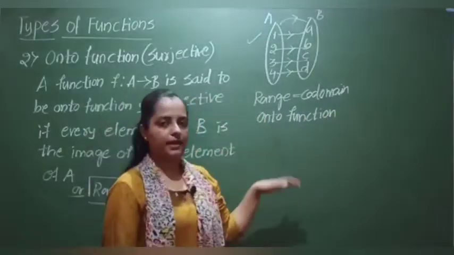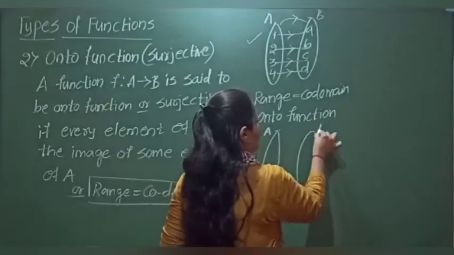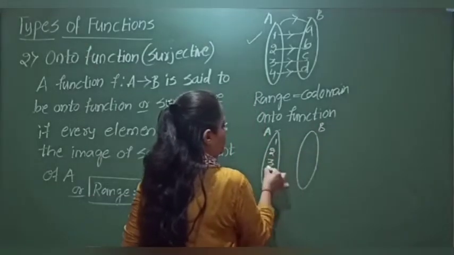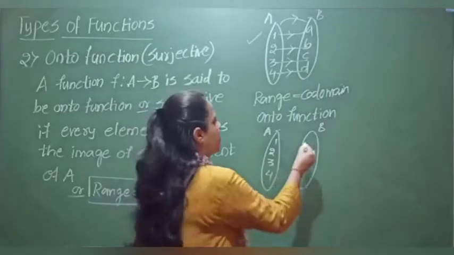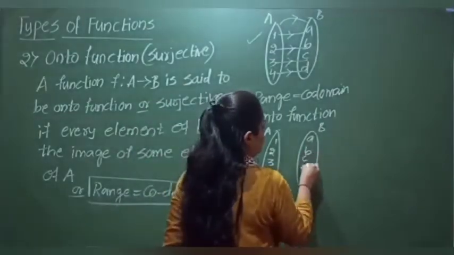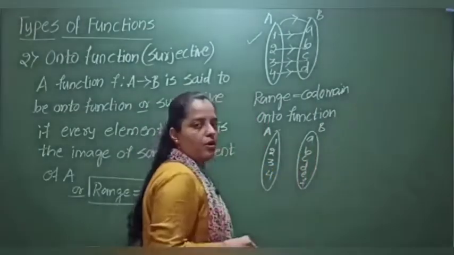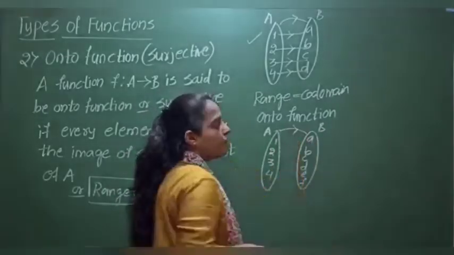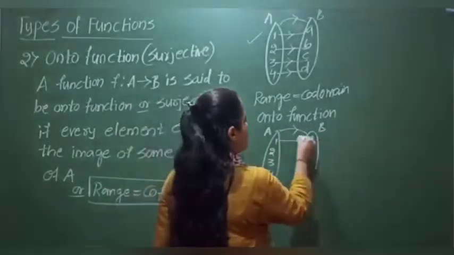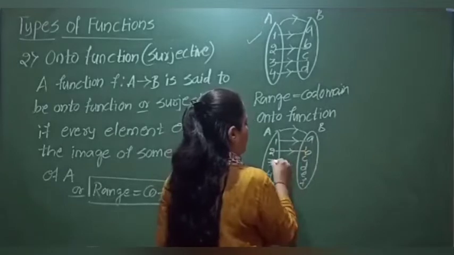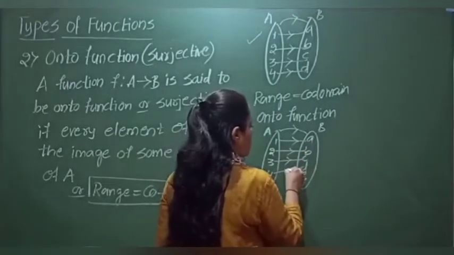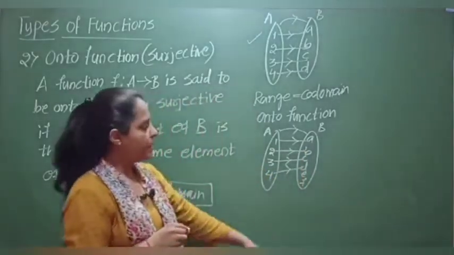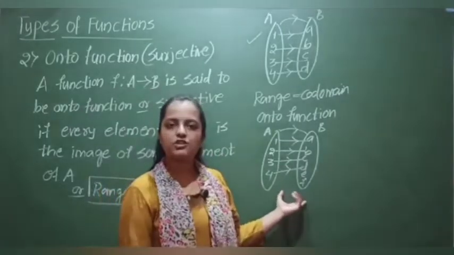So now we'll take another example. Set A has elements 1, 2, 3, 4 and set B has elements a, b, c, d, e, f. Now I'll consider a function from set A to set B. 1 is related to a, 2 is related to b, 3 is related to c and 4 is related to d.